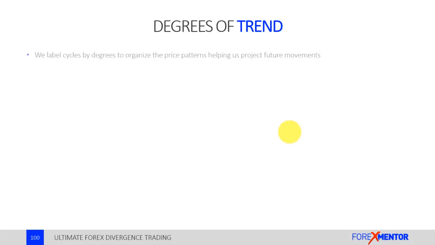Degrees of trend. Now, we label cycles by degrees to organize the price patterns, which helps us to project future price movements. Basically, it's a way for us to keep track of the different cycles, the different fractals. Now, I personally do not spend a lot of time labeling charts. I'll do it more so for the follow-up service just so we're all on the same page.